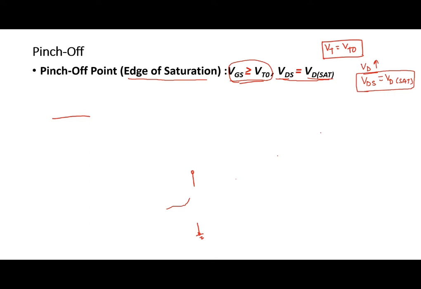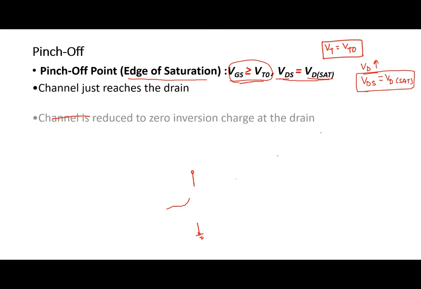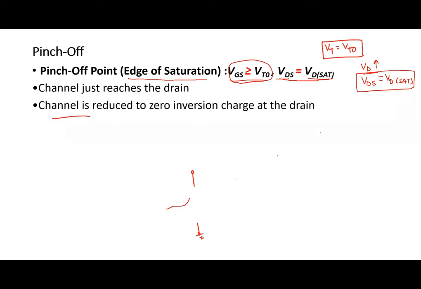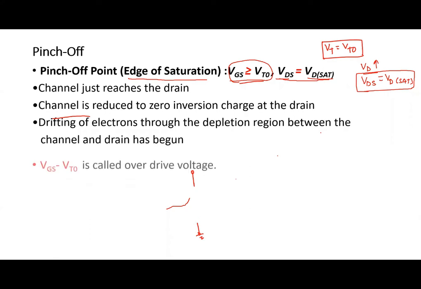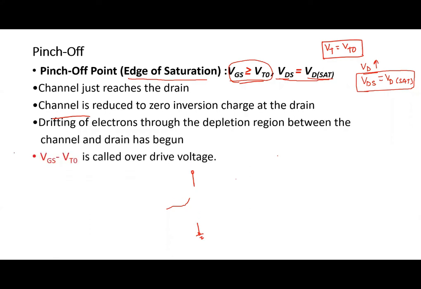And here you can see the channel just reaches the drain. The channel is reduced to zero inversion charge at the drain, and drifting of the electrons through a depletion region between the channel and drain has begun. This I have already discussed. VGS minus VT naught is called overdrive voltage.